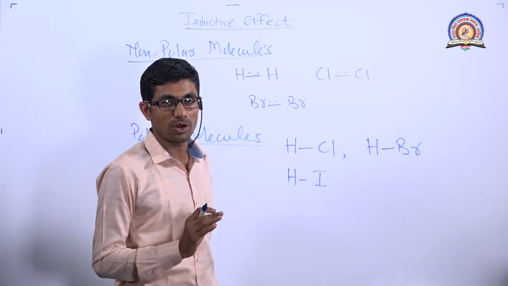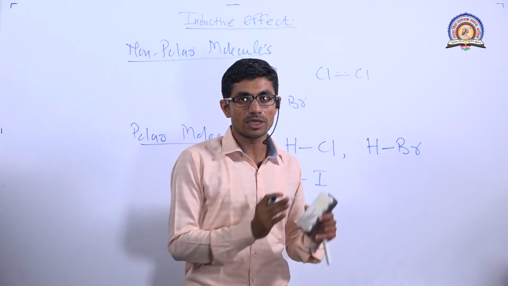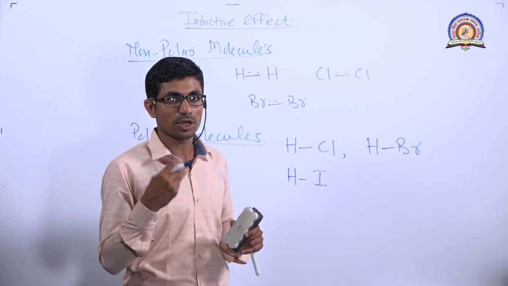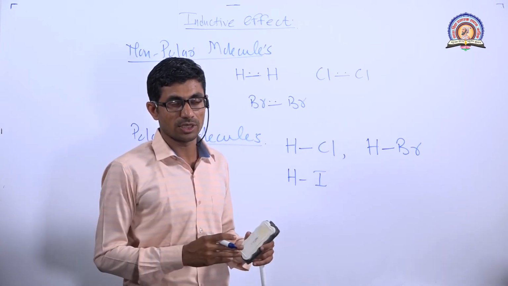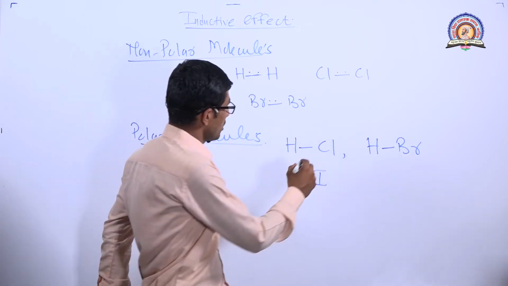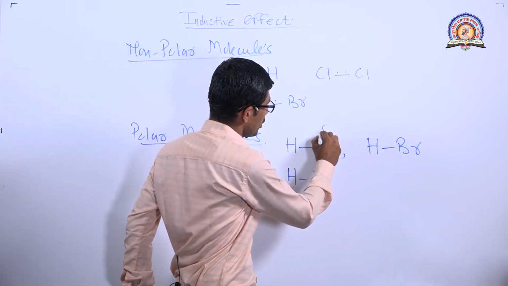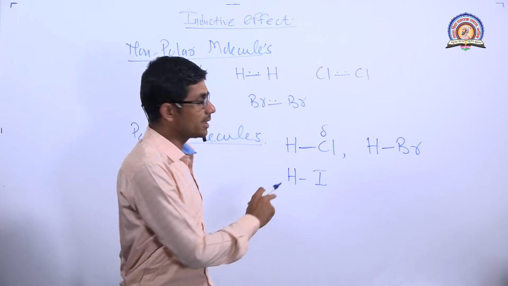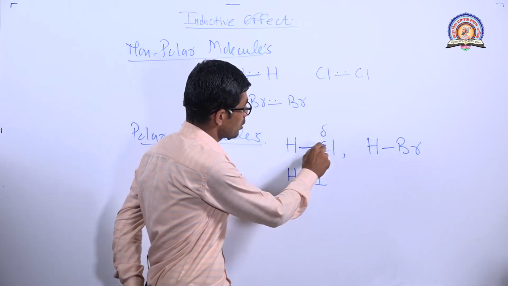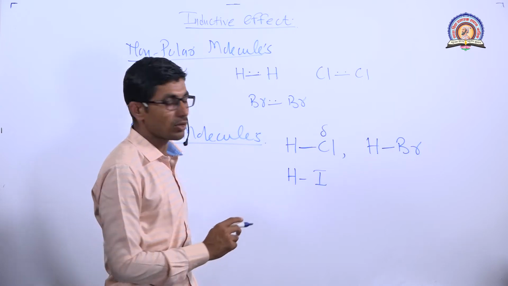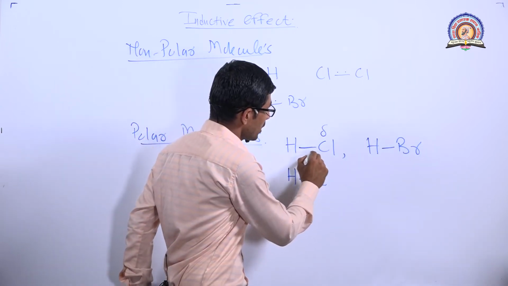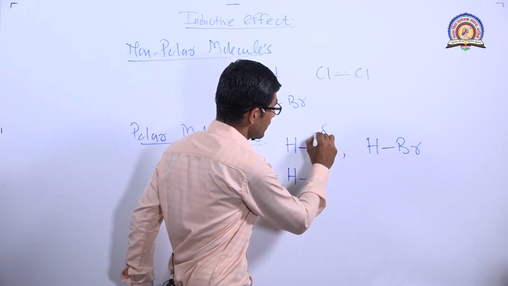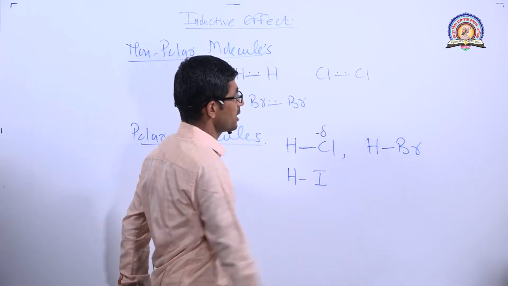Why not equally shared? Because here two different atoms are present. Out of the two different atoms, one is more electronegative, one is less electronegative. So here chlorine is more electronegative. So this electron pair is slightly towards the chlorine atom. Because of that, the electron density around the chlorine atom increases, and so this chlorine acquires a negative charge.